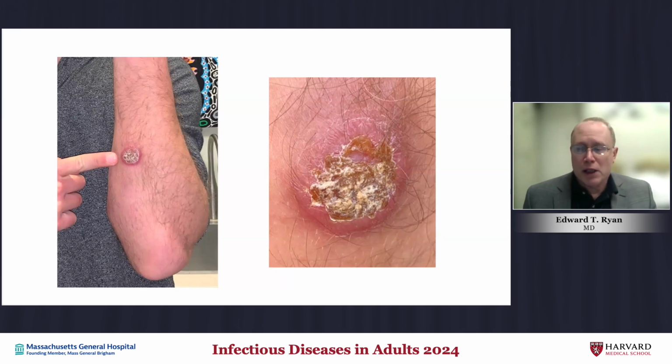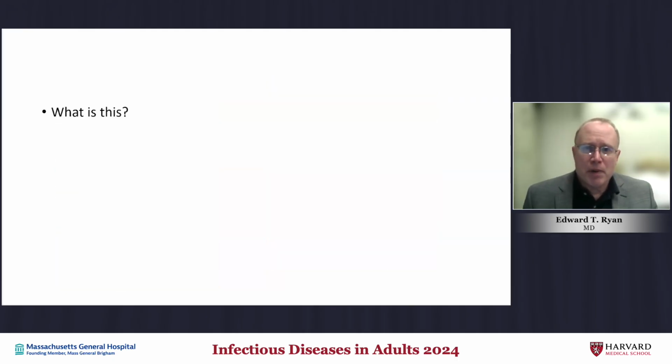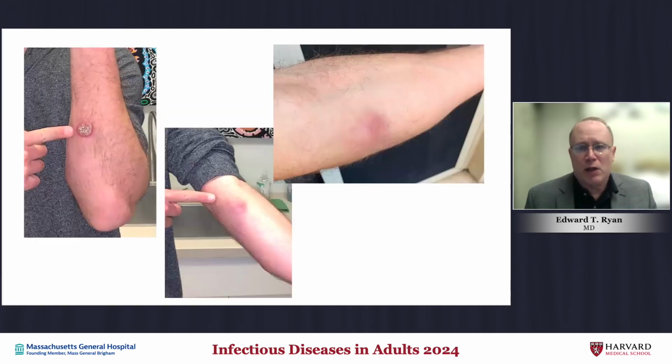So hopefully you recognize this could be a cutaneous fungal infection. It could be something else, mycosis fungoides, etc. But with this background, what else do you think it might be? So what is this? And hopefully you're yelling out, I think this might be cutaneous leishmaniasis. And obviously this is acquired in the New World, so it would be New World cutaneous leishmaniasis if that's what it is.